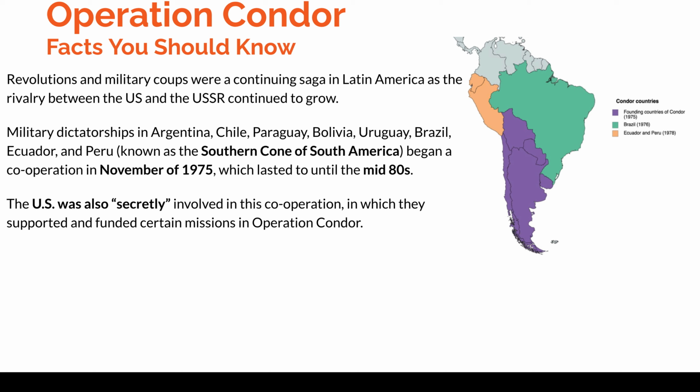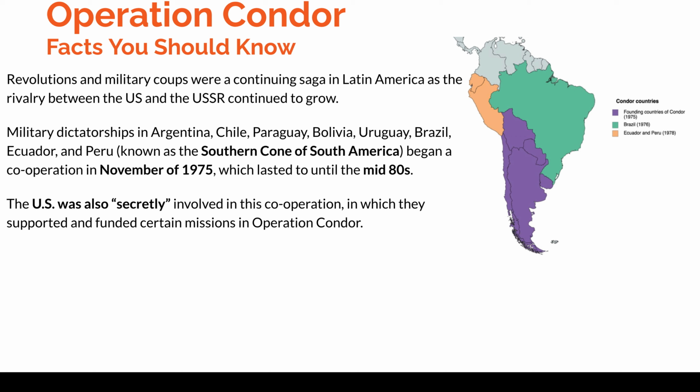Military dictatorships in Argentina, Chile, Paraguay, Bolivia, Uruguay, Brazil, Ecuador, and Peru, also known as the Southern Cone of South America, began a cooperation in November of 1975, which lasted until the mid 80s.